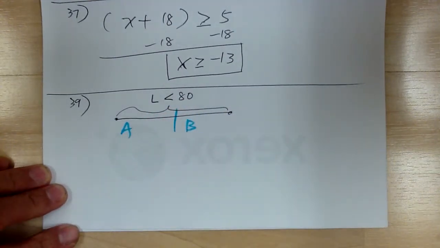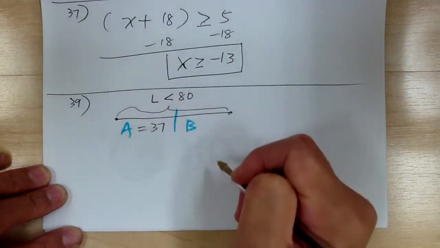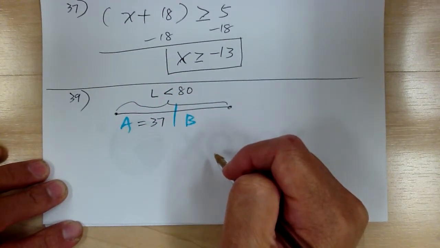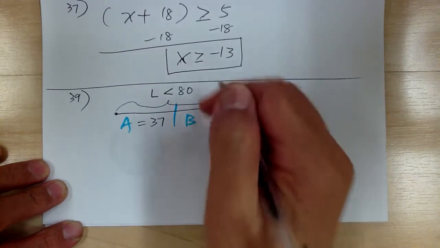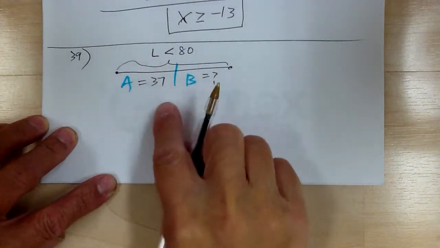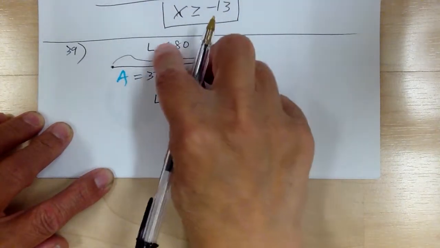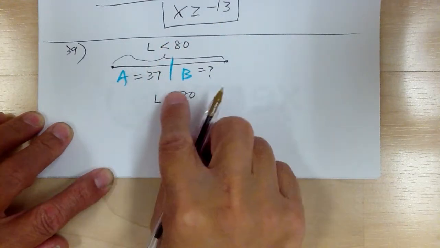Okay. And one piece must be 37. So this is equal to 37. It said what would be the length of the other piece. So you're looking for these. Okay. So again, when you have inequality, you must start with inequality. That's what you need to start out with. And then you have to substitute.